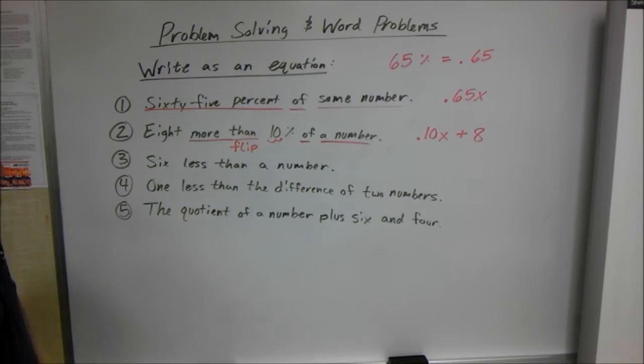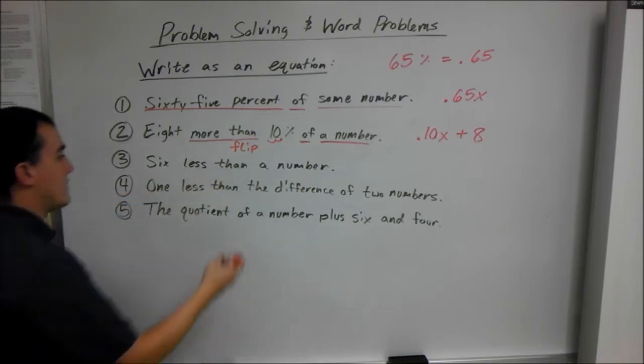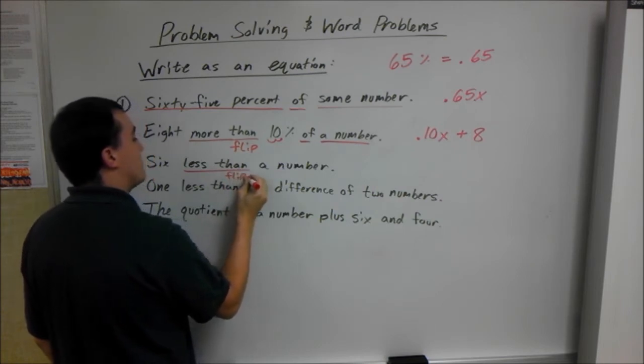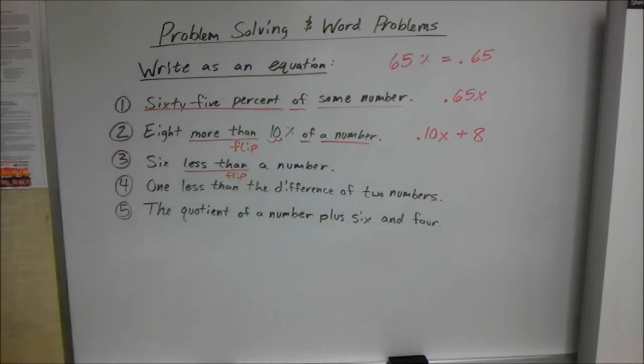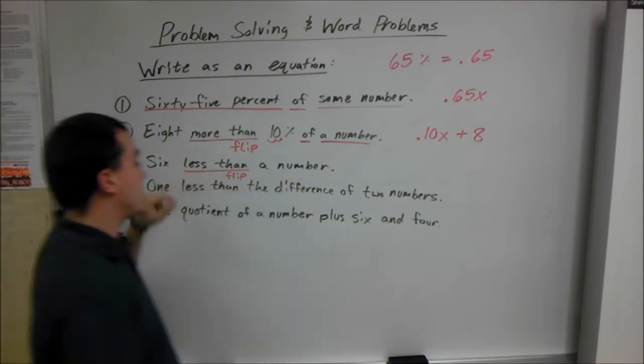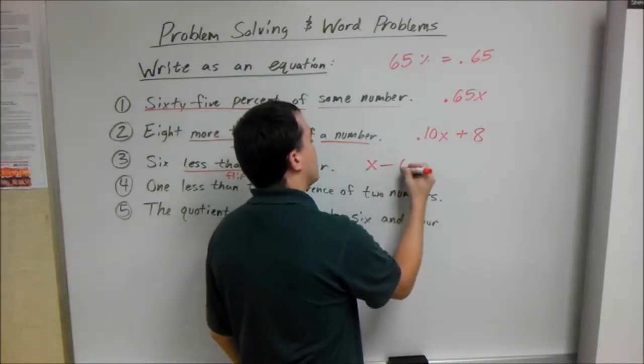6 less than a number. We have than again, so we have to flip it. Less than tells us to flip the equation, so the number is going to come first. We call it x. Less than means subtract 6. So x minus 6.